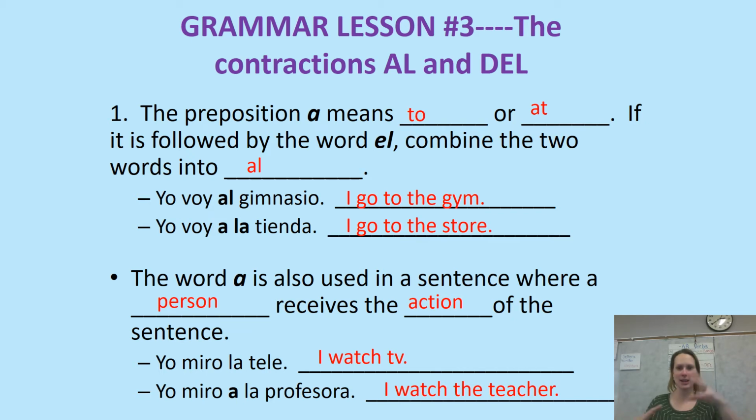But that is both points numbers 1 and 2 here that you see on the screen, just some little grammar things that happen with the word a. So a plus el equals al, and then a person, or add an a to the sentence if a person receives the action. Okay, so that's point number 2. Pause here if you need to. I'm going to this next slide then, which has point number 3 on it.